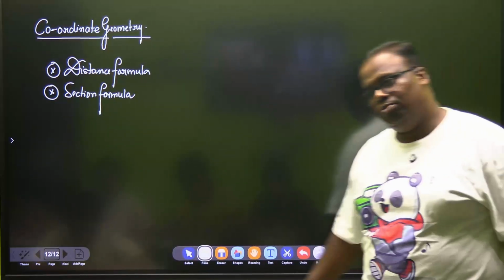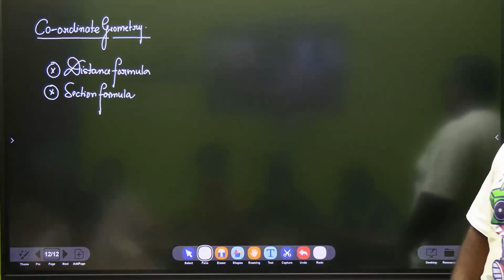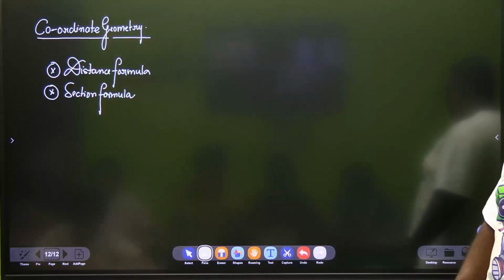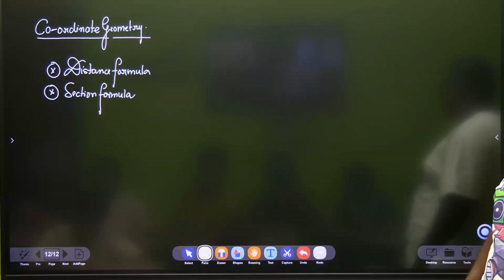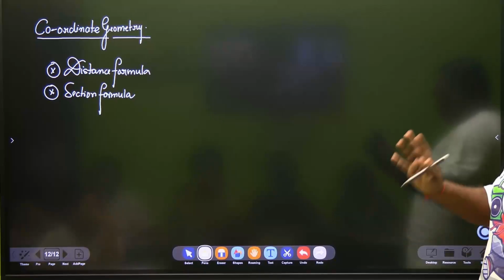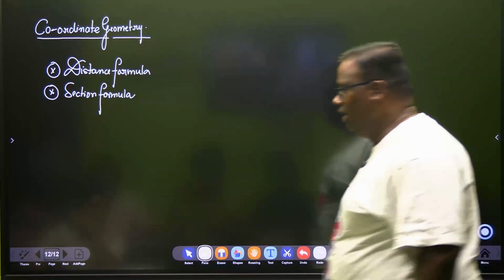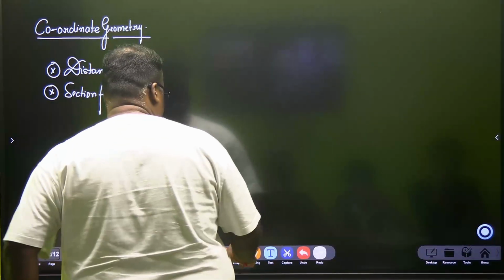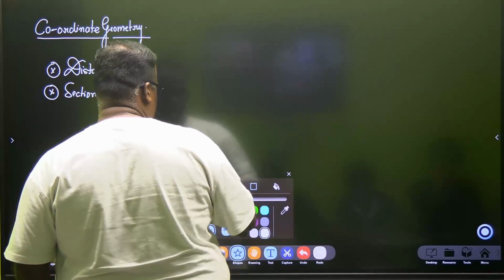So we'll first start with the distance formula and we'll understand the concept of the distance formula. Then once you understand the concept, your question will come easy. Here you have to model the question and then do it. For this we need to have our Cartesian coordinate system.